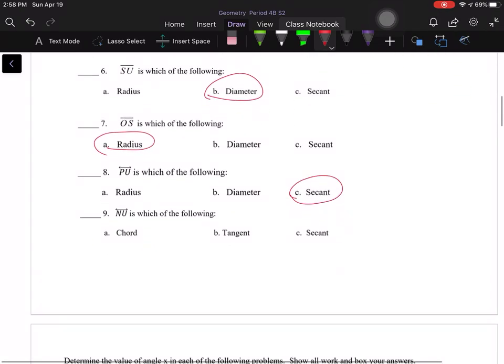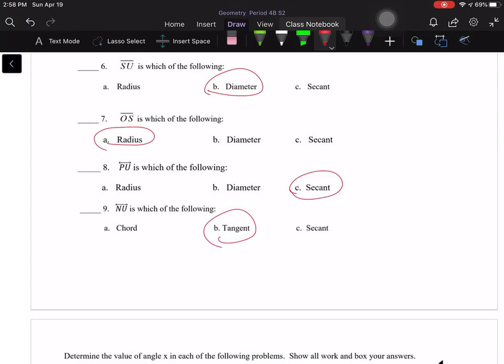Number 9, line NU. So NU is going to be a tangent. So just keep that in mind. Look at that notation when you see arrows above, or if there's no arrows, that's from the very first chapter of the year, so way back in August.